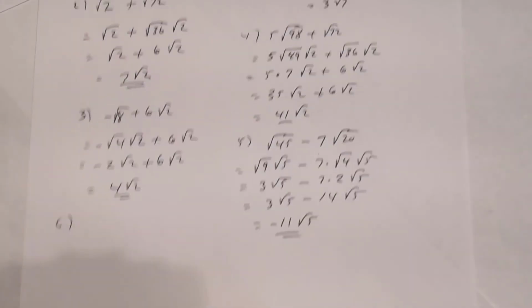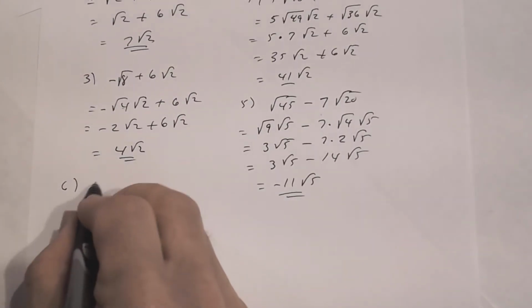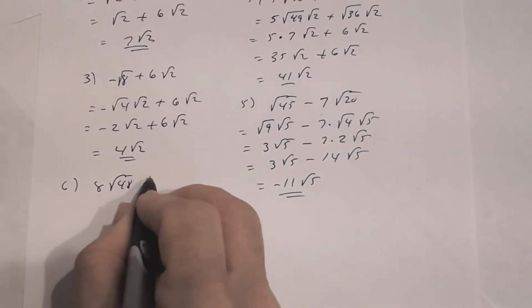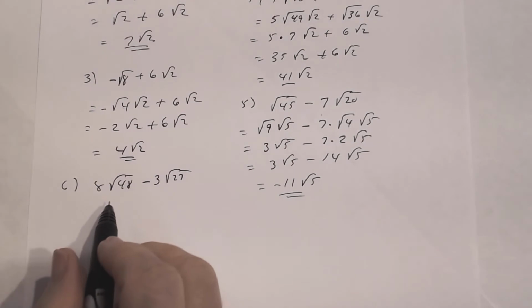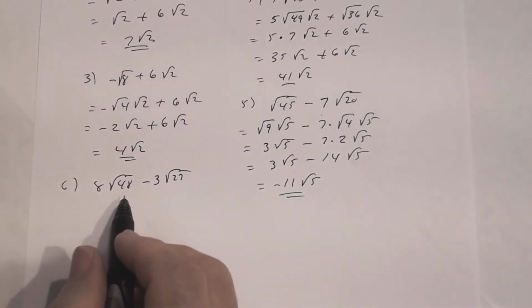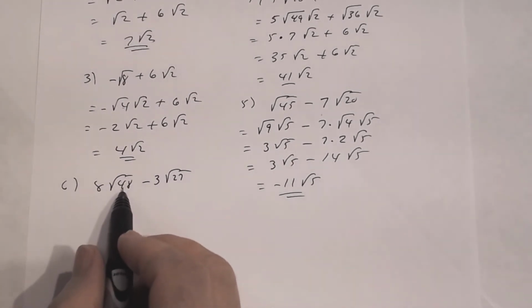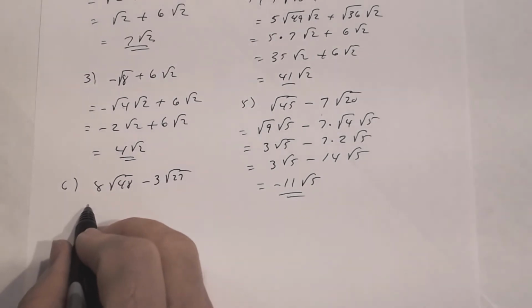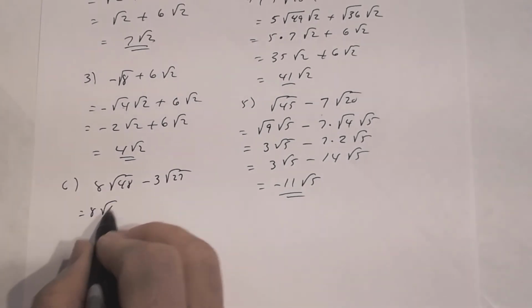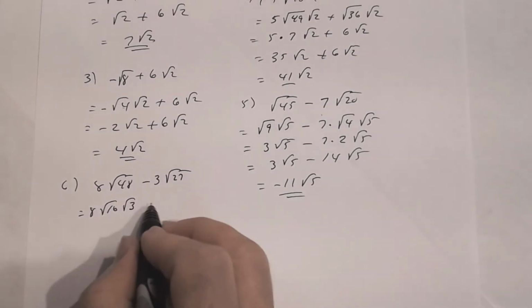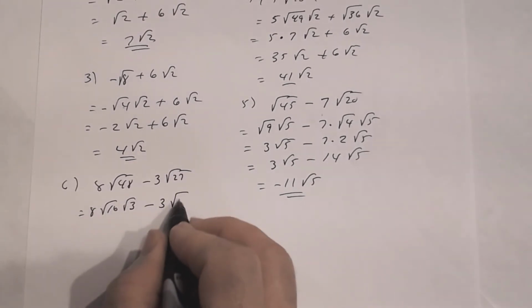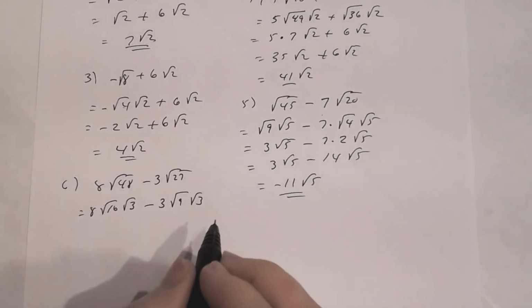Okay, number 6, we have 8 square root of 48 minus 3 square root of 27. So again, we got to use the product rule. The largest perfect square that goes into 48 is 16, right? So I'm going to get 8 times the square root of 16 times the square root of 3. 16 times 3 is 48. For 27, that's going to be the square root of 9 times the square root of 3.